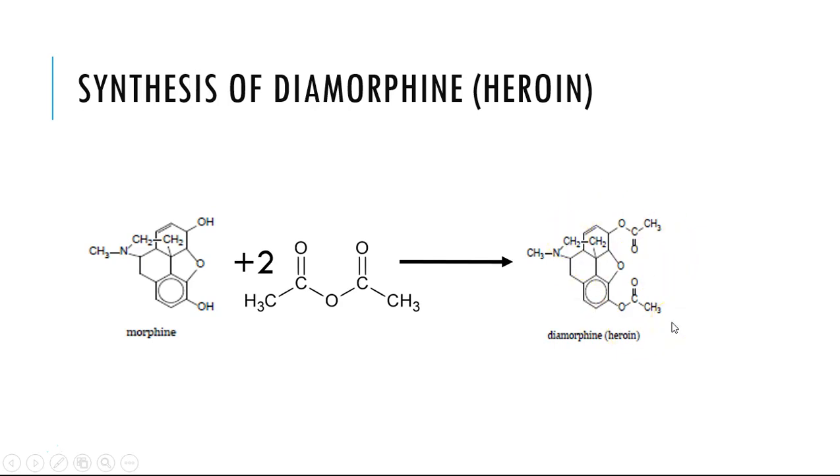So in both cases, what we've done is we've taken these relatively polar hydroxyl groups and made them less polar. Now, the advantage of that is that it's much easier for these to cross the blood-brain barrier. Diamorphine in particular is now much less polar than it was, and so it crosses the nonpolar blood-brain barrier really, really readily. And then the side product here is 2 molecules of ethanoic acid, or 2 moles.